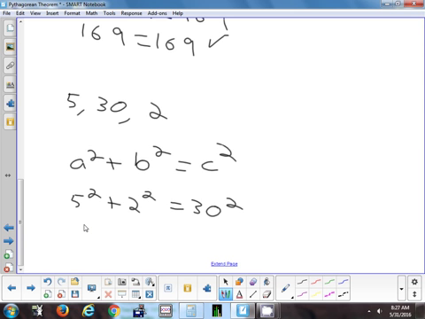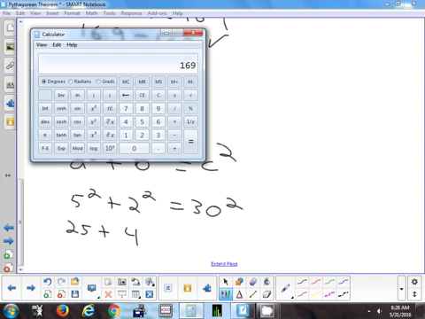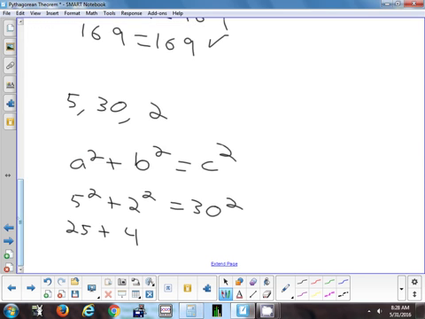How to get the test? Yep, first place. How about 5 to the second power? That gives me how much? 25. How about 2 to the second power? 4? Let's do 30 times 30. 900.